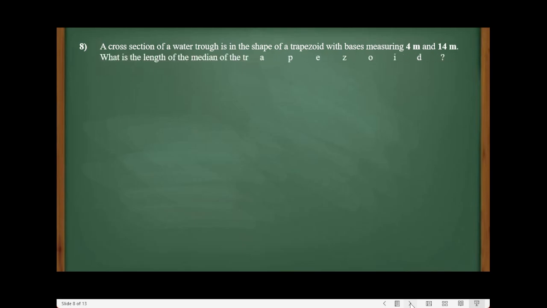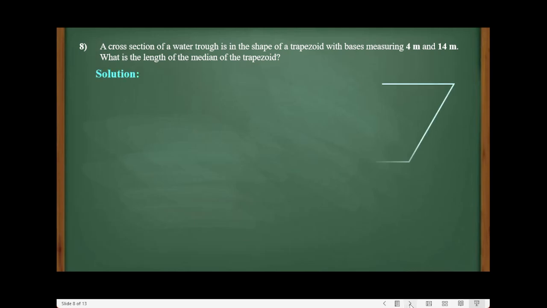Next. Let us have number 8. Okay, the cross-section of a water trough is in the shape of a trapezoid with bases measuring 4 meters and 14 meters. Now, what is the length of the median of the trapezoid?